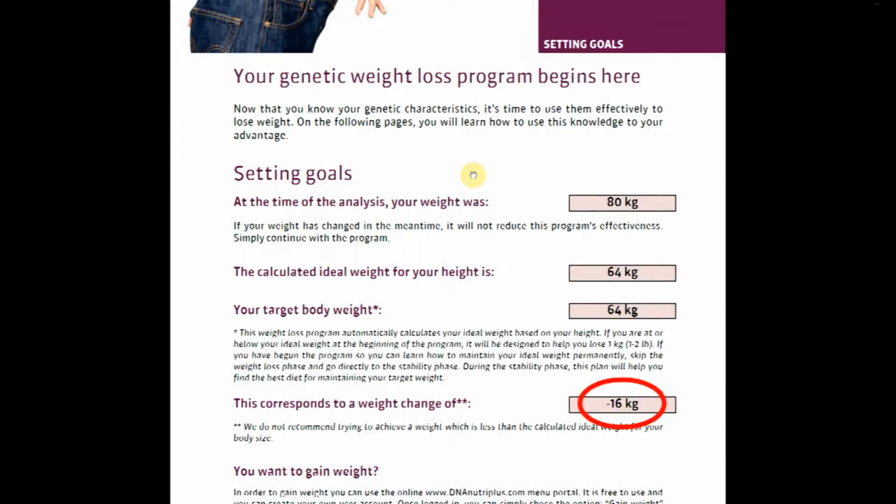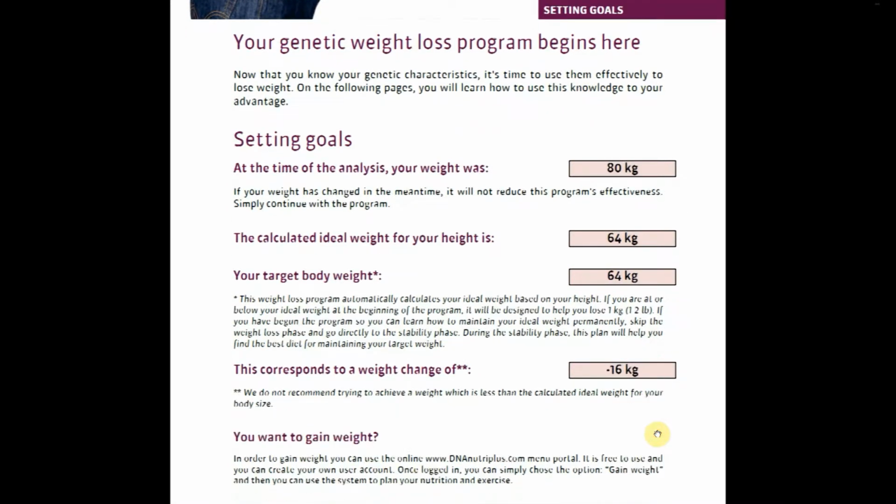Now, if your target body weight is lower than the ideal body weight, I need to tell you a warning. We don't recommend this. In this case, I would recommend just to go to the optimal body weight, because being underweight can be just as unhealthy for your body as being overweight. So be aware, it's ultimately your decision and your responsibility. So the aim now in the first phase of the program is to go from your current weight to your target weight, and this would be in this case 16 kilograms. It might be a different number for you.